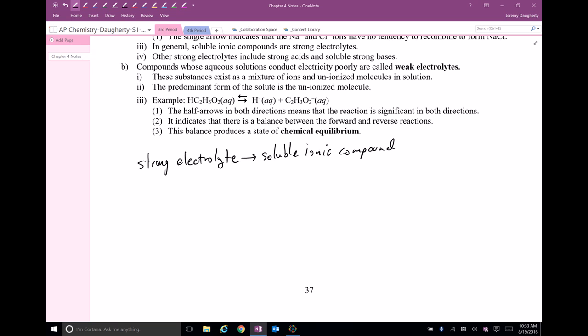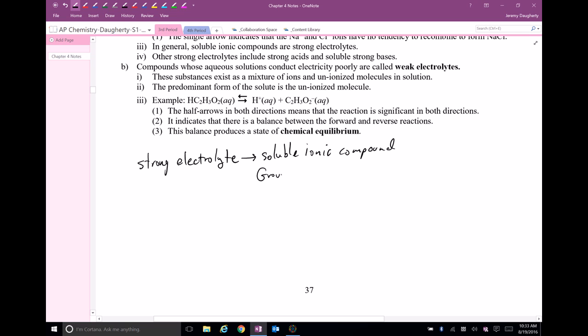It used to be in AP that you had to memorize the solubility chart. Like it would say nitrates are always soluble, this is always soluble, that's always soluble. We used to have to memorize that. AP has done away with that. They say you don't have to memorize the solubility chart. There are just certain ones you have to memorize. So these are the ones that you have to memorize. If it has one of these ions in it, it's soluble. Okay? So these are things that are always soluble.